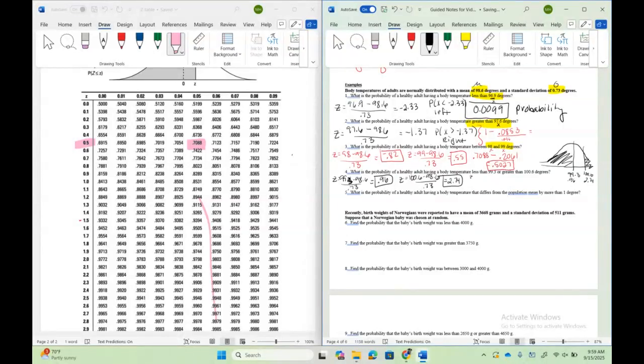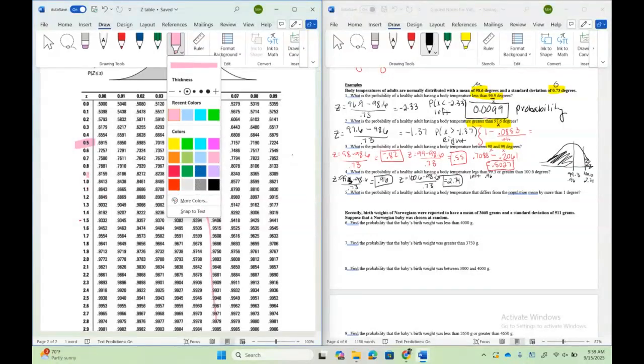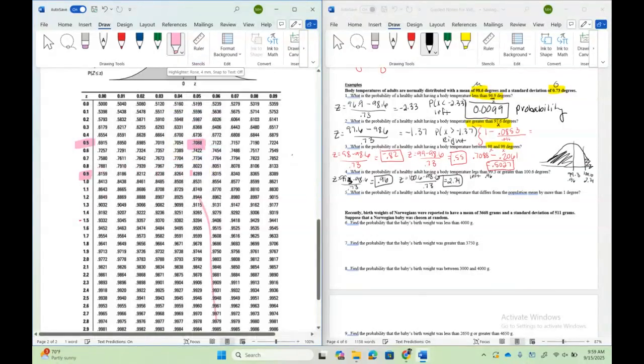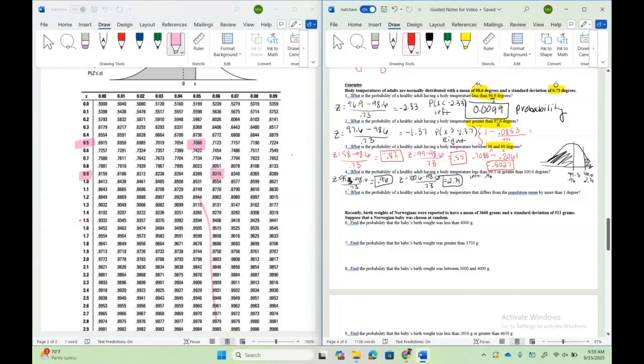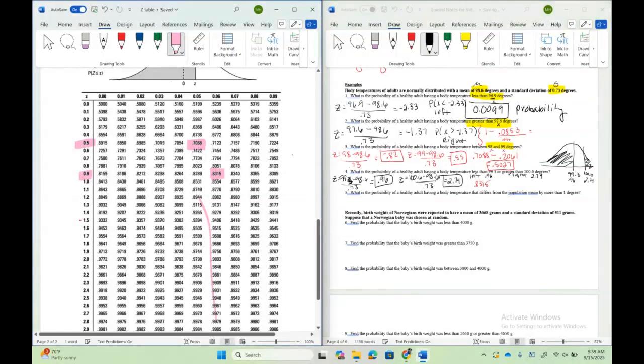All right, so I need to find the area to the left of the 0.96. So this is good here, 0.96. So that's 0.8315. All right, and then the area to the right of that z-score of 2.74. So let's see here, 2.74.